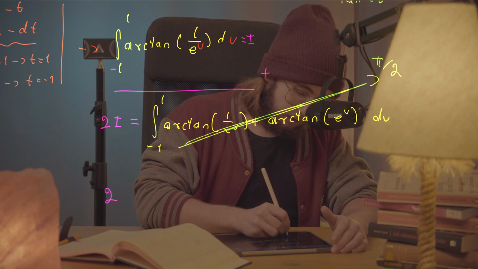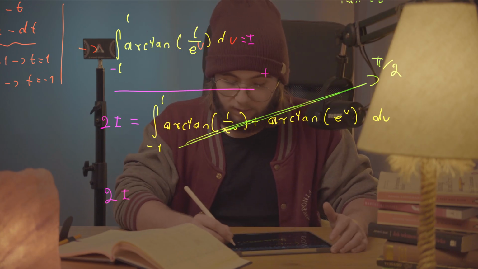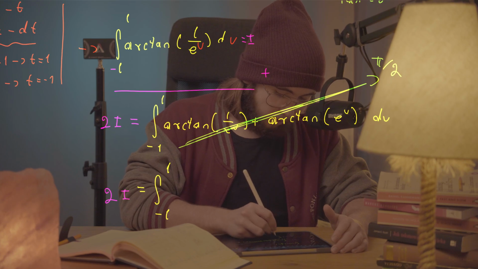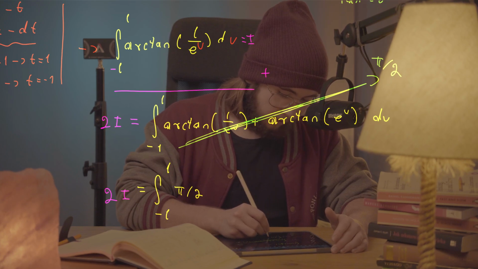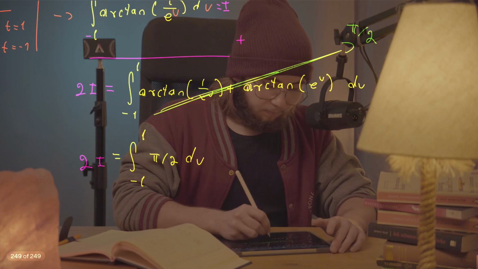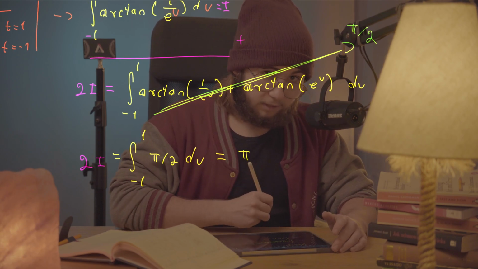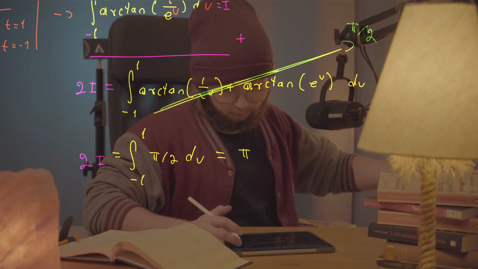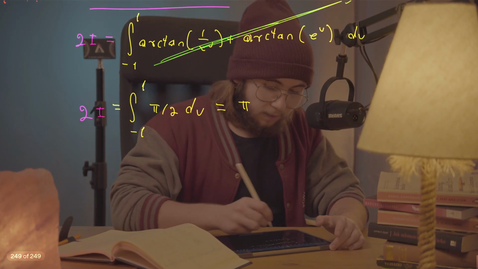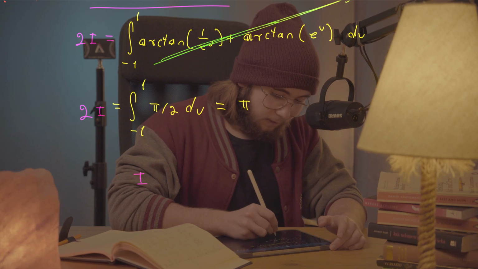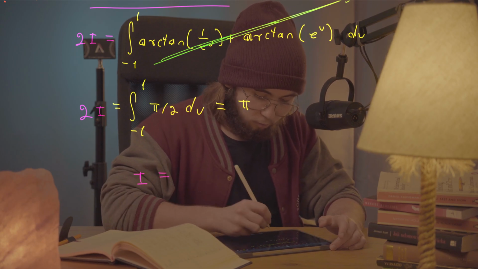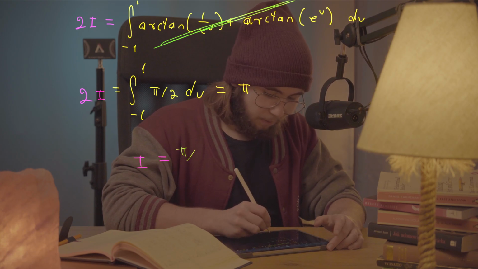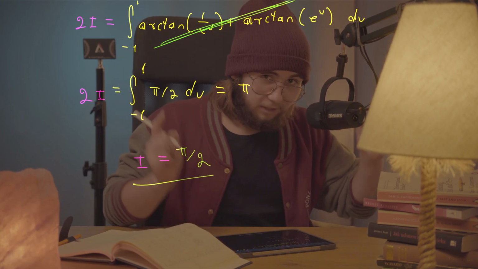This will mean that 2 times the integral I'm looking for is going to be the same as the integral from -1 up to 1 of a half of the pi with respect to u. That is just pi itself, but if 2 times I is equal to pi, then I is equal to pi by 2. That was a rhyme there. And so I is equal to pi by 2, and this is the answer.